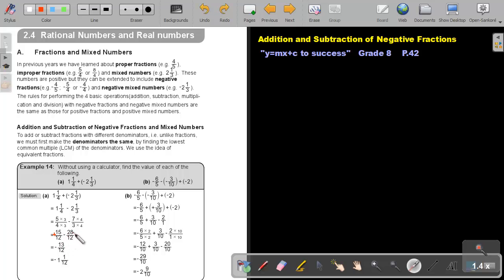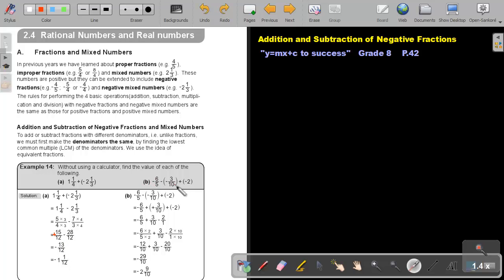And what was the biggest movement? Was it the negative 28 or was it the positive 15? It was definitely the negative, and that's why the answer will be negative. And I keep my denominator. I can take it to a mixed number, but I can also leave it like this. In Namibian examinations, they also take these improper fractions as correct.